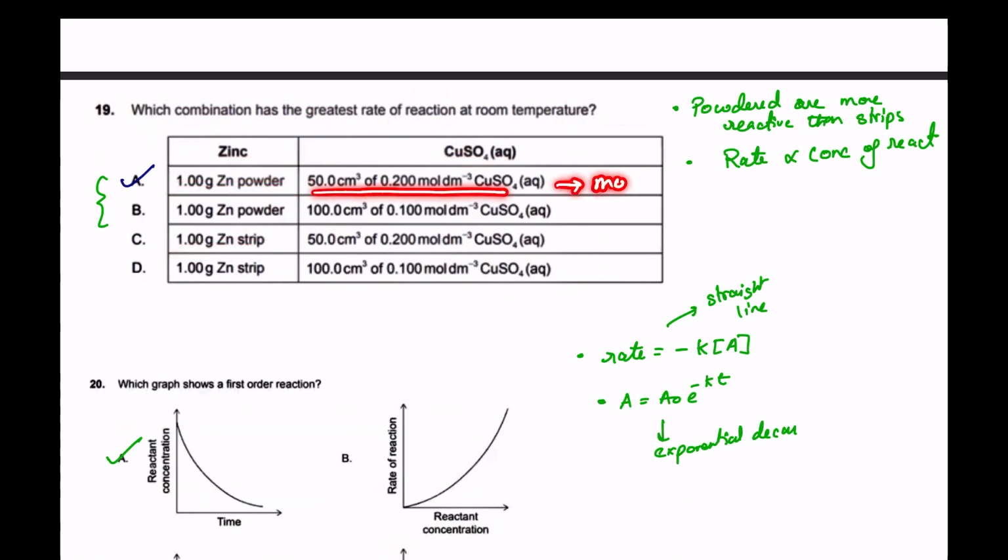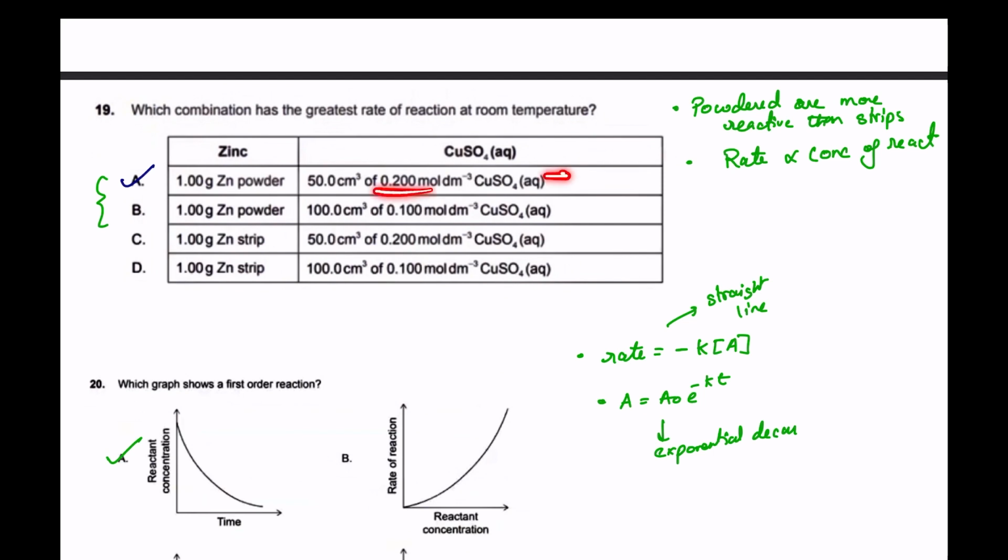This is more concentrated, and this is less concentrated. Now, first things first, we know that if we are powdering something, the reaction rate will increase, because powdering increases the surface area for reaction. So obviously C and D will be wrong, because we can't have strips, as the greatest rate of reaction needs a high surface area and strips have low surface area. As soon as we powder the zinc, the surface area increases, as does the rate. So either A or B could be our answer.